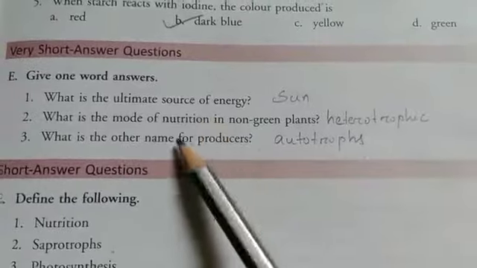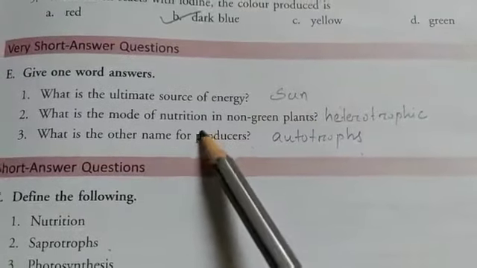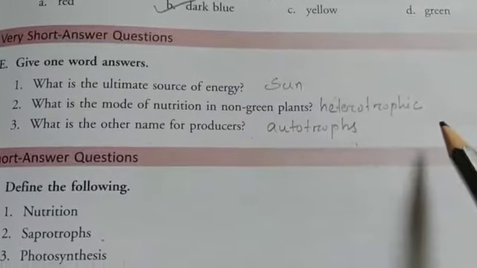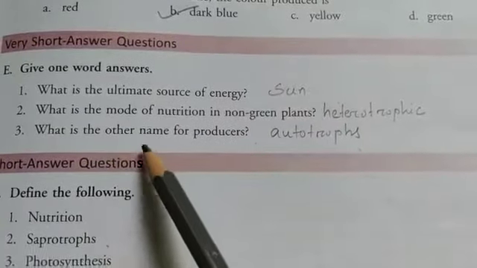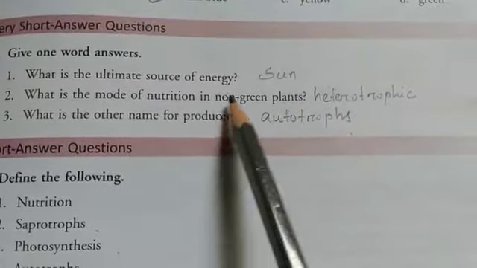First, these are one word answers. What is the ultimate source of energy? Sun. What is the mode of nutrition in non-green plants? Heterotrophic. What is the other name for producers? Autotrophs.